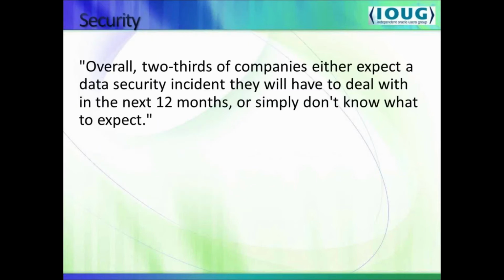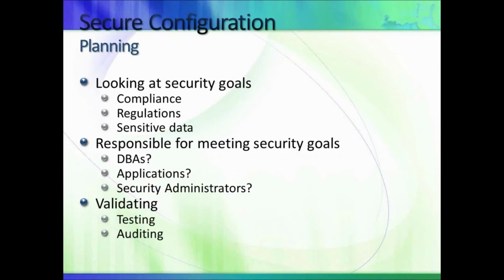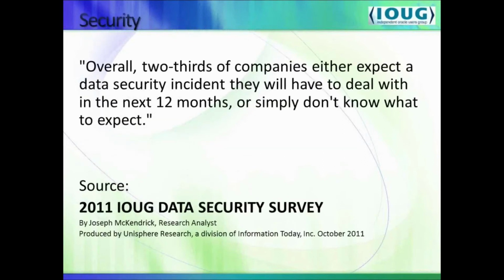This I thought was an interesting fact. IUG does a security survey every year, and overall two thirds of the companies either experience or expect data security incidents that they will have to deal with in the next 12 months, or simply don't know what to expect. And that to me is a very big number, and also means that security is coming up as a high point in front of managers and CIOs and companies themselves. So they're willing to put some effort and resources towards solving some of the security issues.